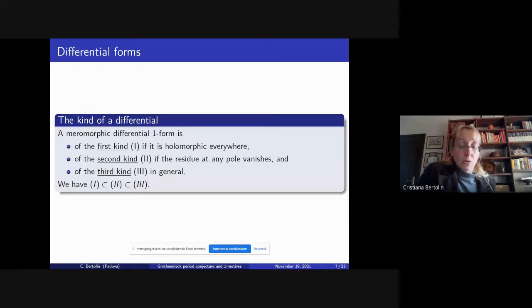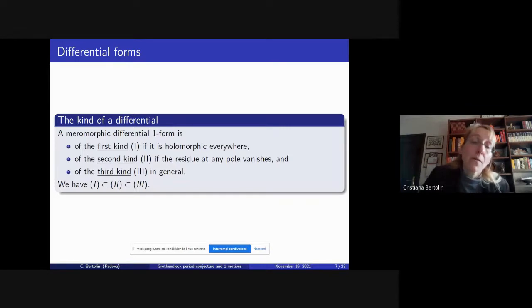So in order to study it, I have to show some periods. I want to construct the period matrix of one motif. So I start with the differential. I recall that a differential is of first kind if it is everywhere holomorphic. It is of second kind if the residue at any pole vanishes. And it is of third kind in general.